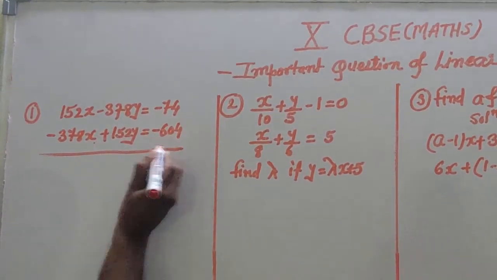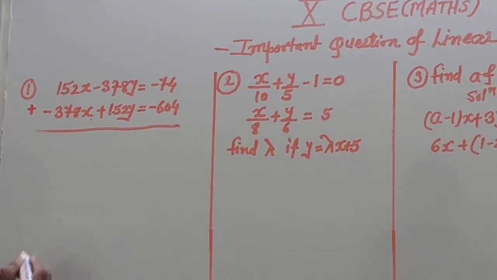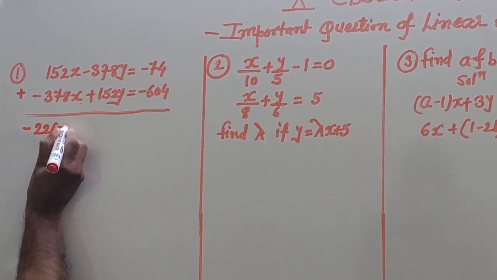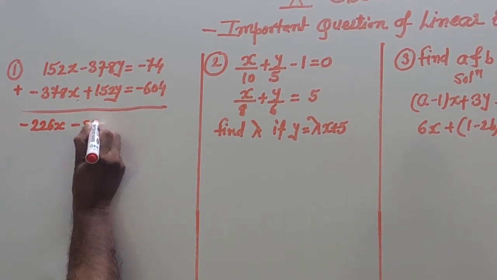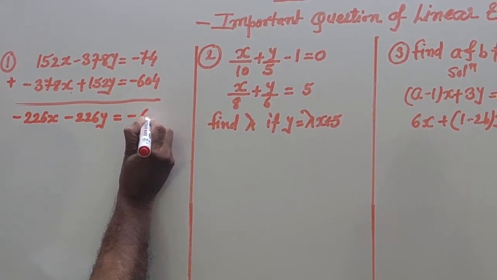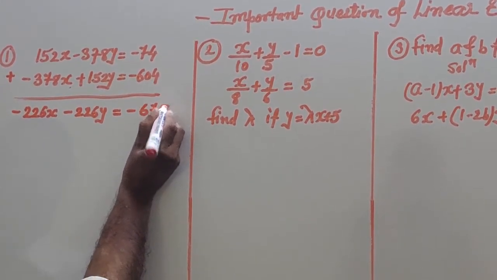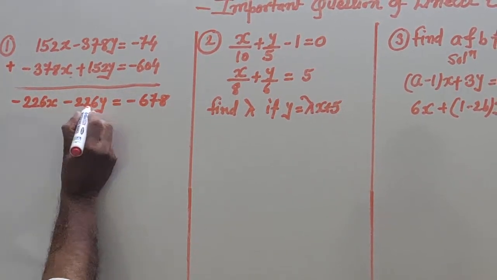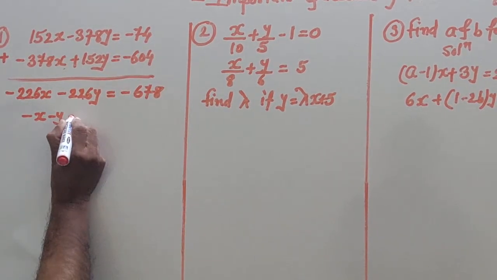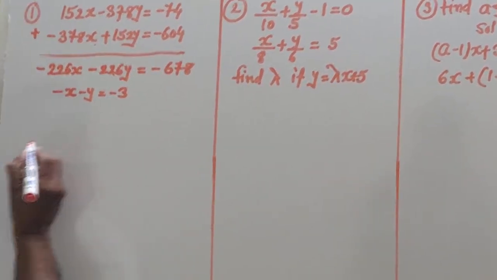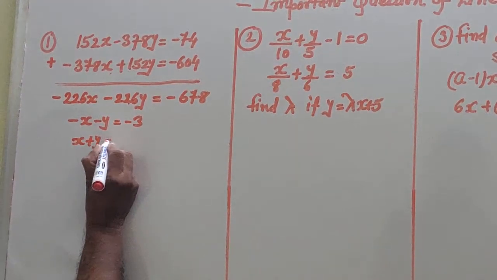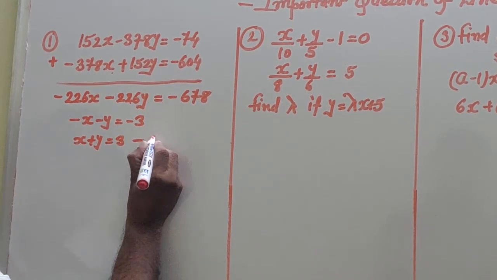Means first I am adding these two equations. Okay, now what will come here? Minus 226x, minus 226y is equal to minus 678. Now this can be cancelled, so x plus y is equal to 3. This is my first equation.